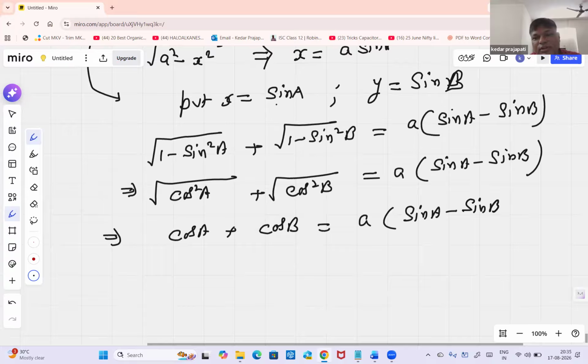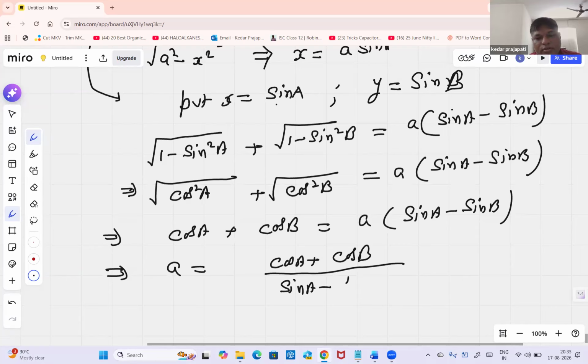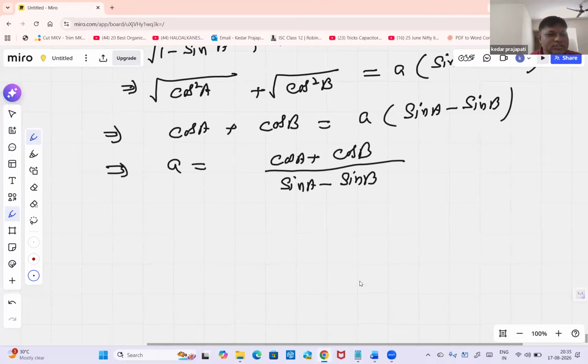And these formulas you must have read in 9th or 10th. Right? a equal to cos A plus cos B divided by sine A minus sine B. What will come, sir? See, cos is coming with cos and sine is coming with sine. It means in both cases, cos formula will apply.